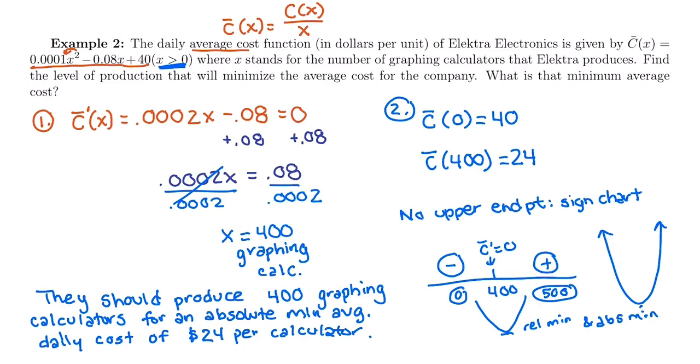Quite the mouthful. They should produce 400 graphing calculators because that's going to give them their absolute min average cost each day that they do that. And it's going to be $24 per calculator. So that's great to know when they're trying to price out these calculators, especially a graphing calculator. We know that those can sell for around $100. So if they can produce 400 a day, that's the sweet spot. That's where it's costing them the least per calculator. So their average cost is down to $24 per calculator, and then they might be able to hit the market and sell these things for anywhere between like $85 and $120.